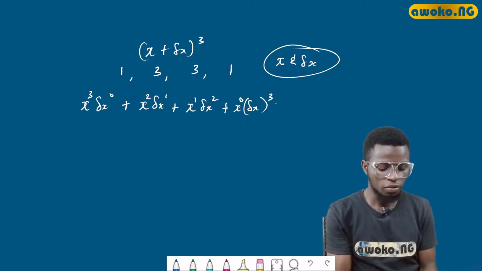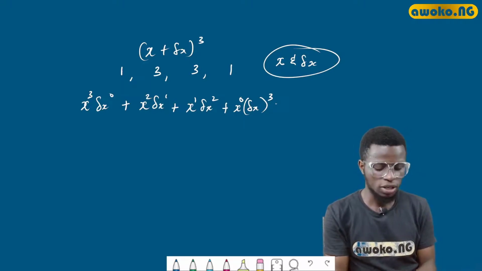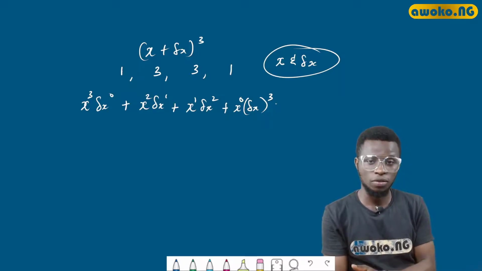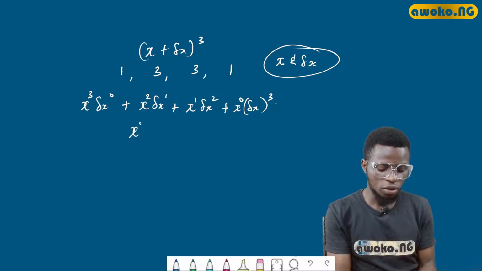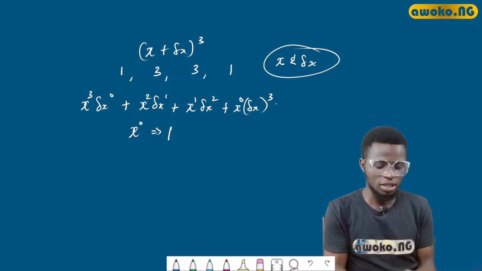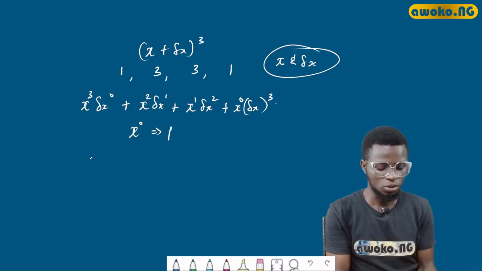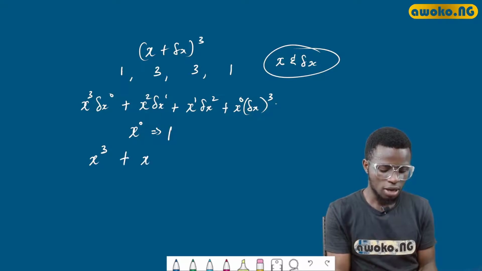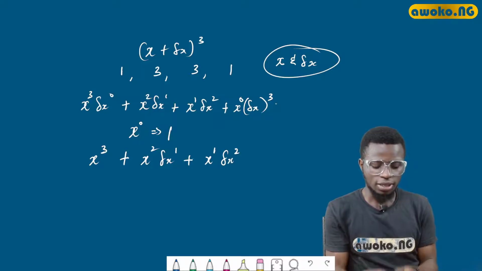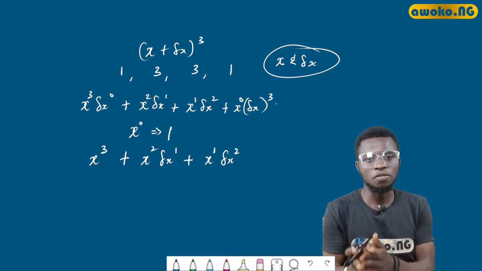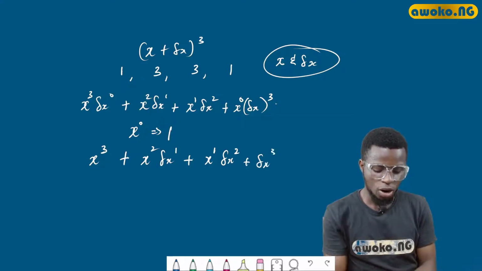So we have x raised to the power of 3, δx raised to the power of 0, plus x raised to the power of 2, δx raised to the power of 1, plus x raised to the power of 1, δx raised to the power of 2, and x raised to the power of 0, δx raised to the power of 3. Remember we said that anything raised to the power of 0 in indices is equal to 1. So if we do this, we still have x raised to the power of 3 times δx raised to the power of 0, which is the same thing as what? x raised to the power of 3, then plus x squared δx raised to the power of 1, plus x raised to the power of 1 δx squared. Then since x raised to the power of 0 is equal to 1, we have 1 times δx raised to the power of 3, which will give us δx raised to the power of 3.